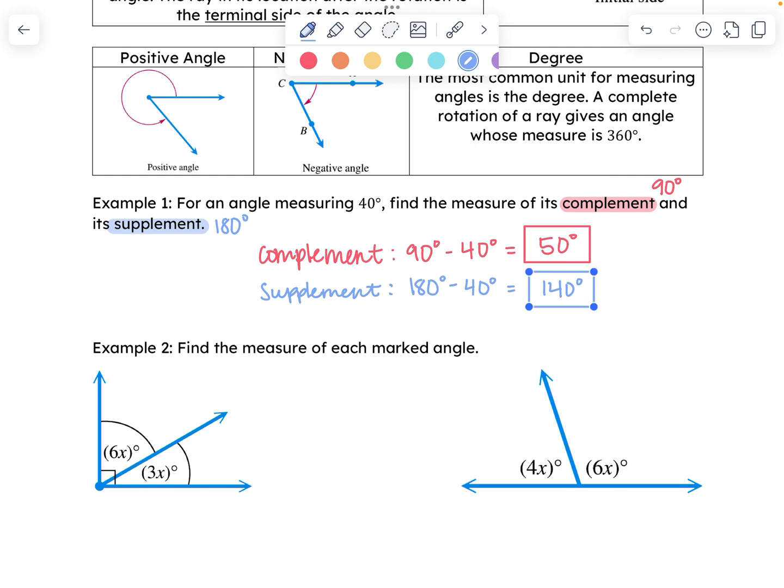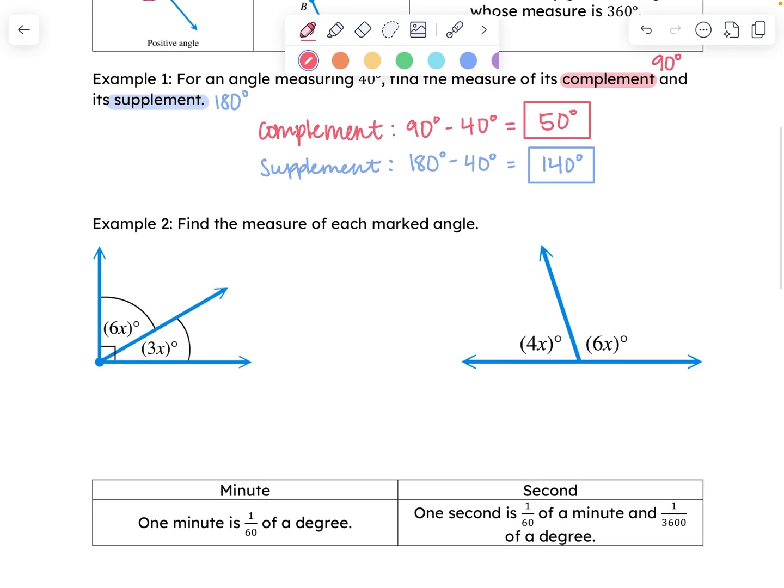Okay, for example 2, if we look at our pictures, we need to find the measure of each marked angle. Remember that this little box right here means that it is a 90-degree angle. You cannot just assume it's a 90-degree angle. Remember, your pictures, while they may look like something, aren't necessarily that thing. So you need to make sure you see that box before you say that it's a 90-degree angle. So that means these two angles are complements of each other.